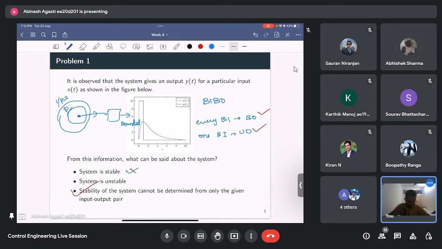Yes. So that is the essence of BIBO stability. Given every bounded input, my output should be bounded. Then only the system is stable.